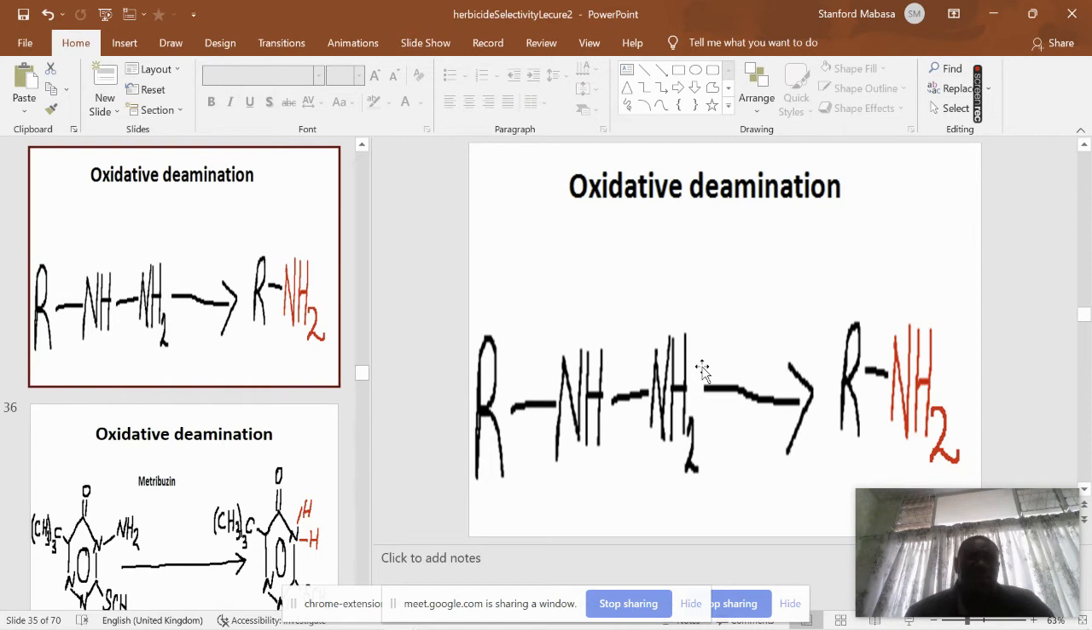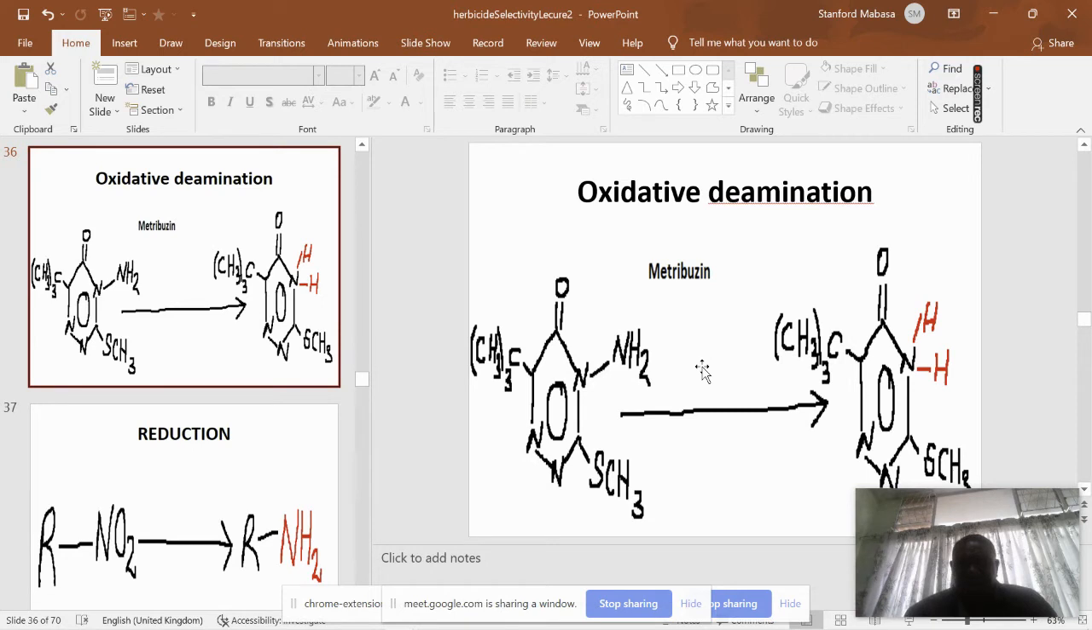This is oxidative deamination. This can take place on SENCOR, which is metribuzin, which can be converted to this NH2 here on the ring. If you look for interest's sake, you can see there's an S there, CH3 there, which means metribuzin can also undergo sulfoxidation or thioether oxidation where oxygen is added here.